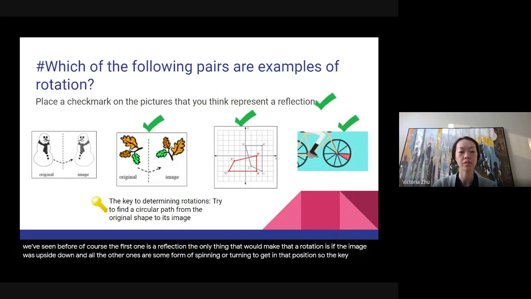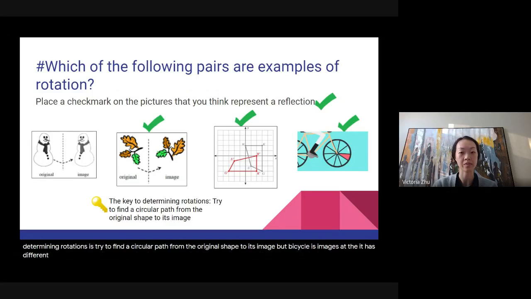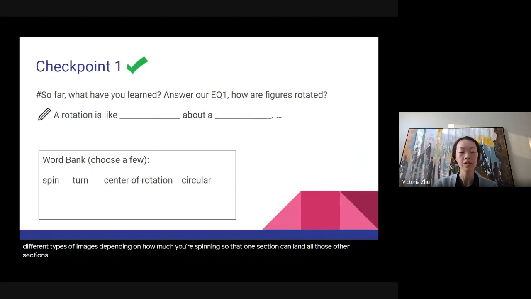So the key to determining rotations is try to find a circular path from the original shape to its image. The bicycle, it has different types of images depending on how much you're spinning, so that one section can land all of those other sections. So that's the first part to getting an idea of what rotations are on figures.